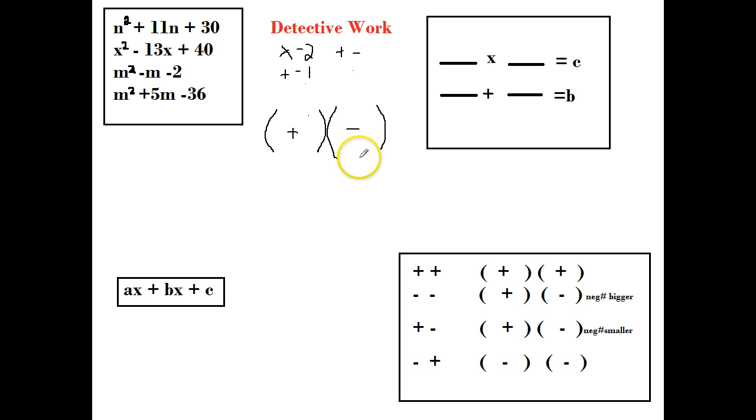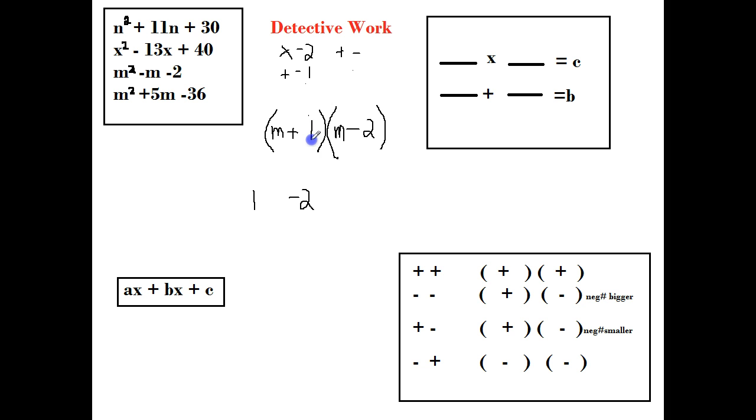Okay, so if you have minus minus, you have a plus minus here, and the negative number is bigger. So let's see if we can solve this. What numbers multiply to -2? I'm going to say 1 and -2. And when you add those, you get -1. So those are our numbers. So m, we know the bigger number is negative, so it must be the 2.